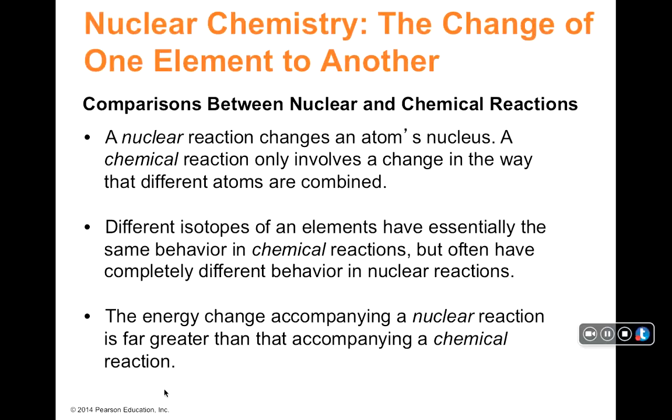So how do these differ from chemical reactions? I've mentioned this already, so we're looking specifically at an atom's nucleus. A chemical reaction involves how the atoms are combined, and we're looking specifically at isotopes and how they are losing those particles from their nucleus or changing in some way. Also know that the energy change that accompanies a nuclear reaction is usually far greater than that accompanying a chemical reaction.